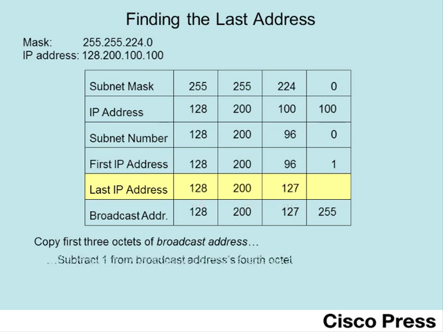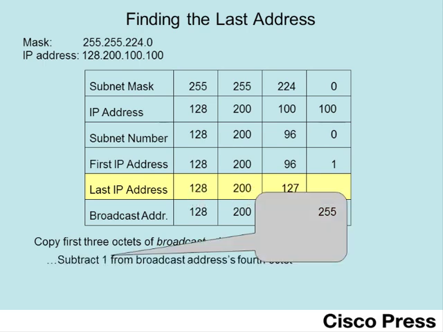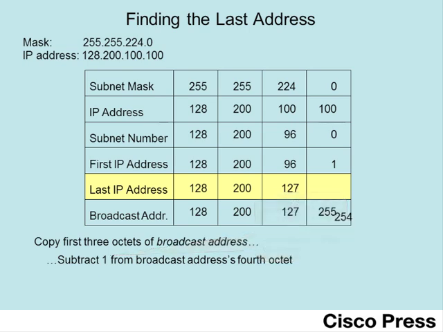For the last address, you copy the subnet broadcast address's first 3 octets, 128.200.127, and then you subtract 1 from the broadcast address's 4th octet. 255 minus 1, of course, is 254. So your last IP address in the usable address range is 128.200.127.254.